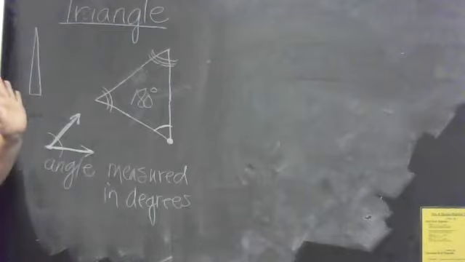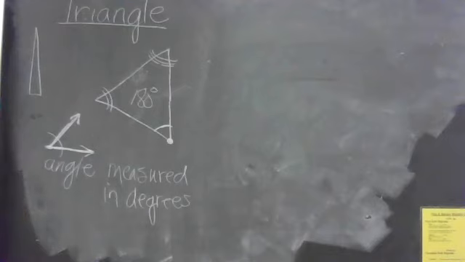Promise. No, but that doesn't make sense, because that looks like an icicle, not a triangle. Well, does it have three sides? Yeah. It's a triangle. Okay, trust me.